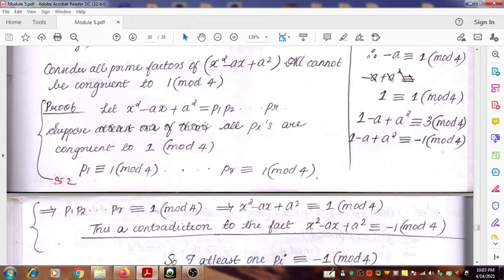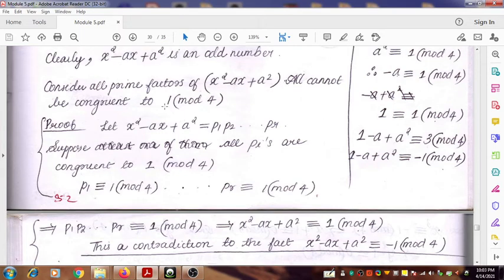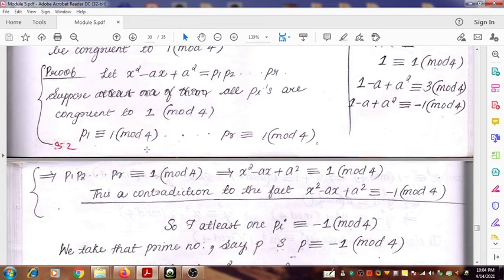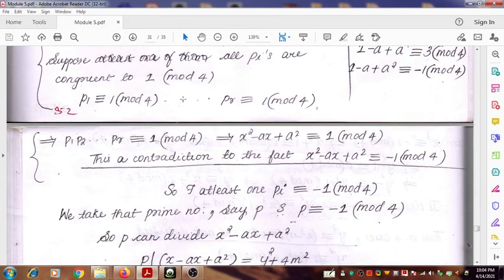That's clear. We want to show that all these odd prime numbers cannot be together congruent to 1 mod 4. Suppose that all of these pi's are congruent to 1 mod 4. That is, p1 is congruent to 1 mod 4, p2 is congruent to 1 mod 4, and in a similar way, pr is congruent to 1 mod 4. Then by multiplying all the congruences, you get that p1 into p2 into etc. to pr is congruent to 1 mod 4.